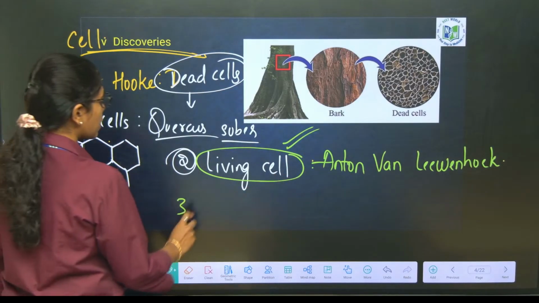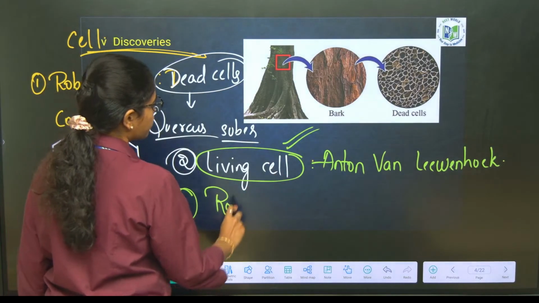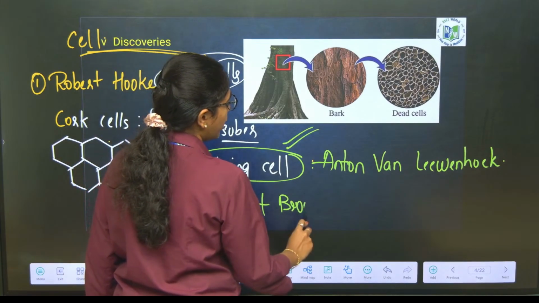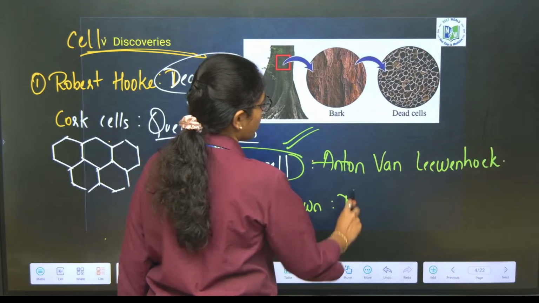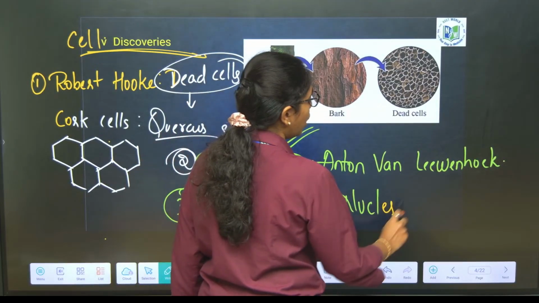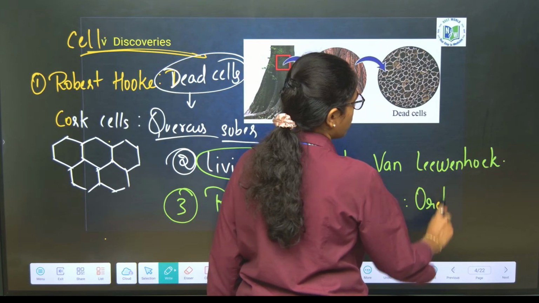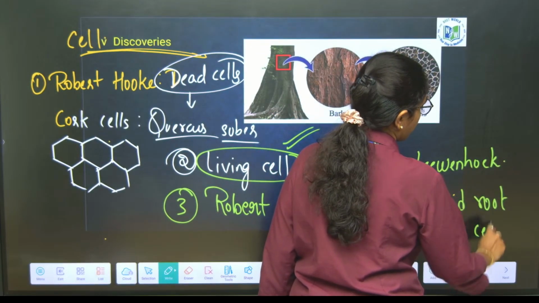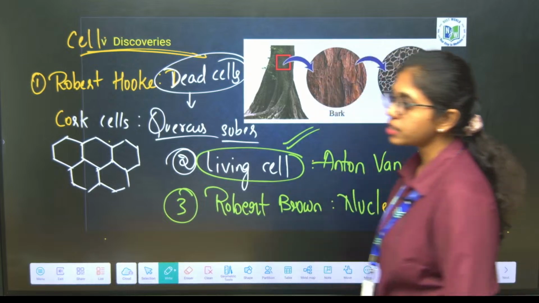And lastly, it is Robert Brown. Yes, Robert Brown, who has discovered the nucleus from the orchid root cells. Clear, right? So till here it is clear?